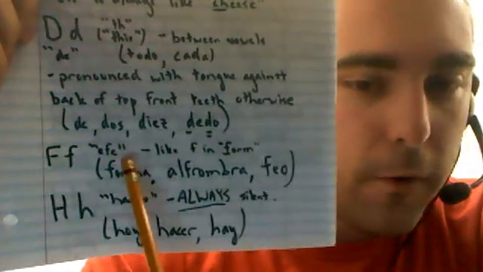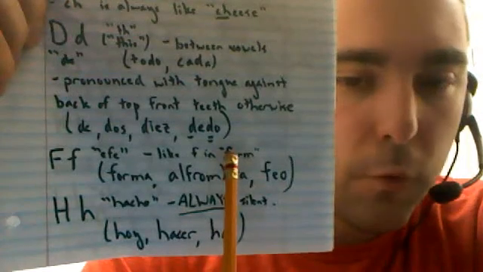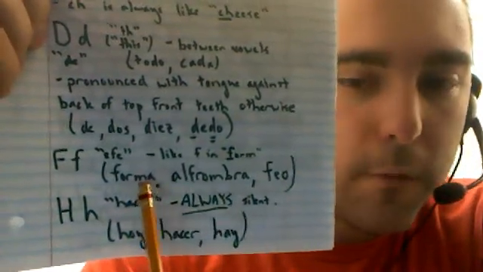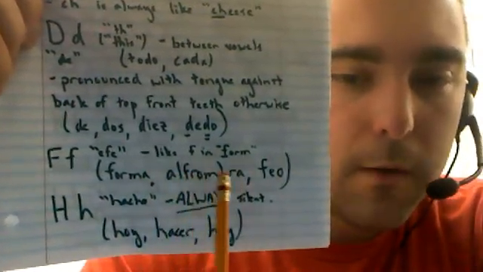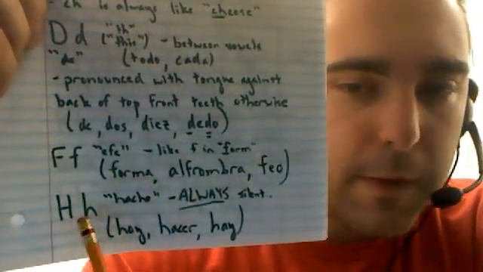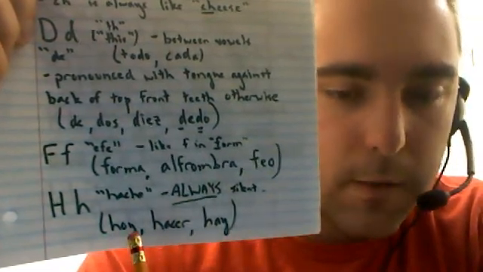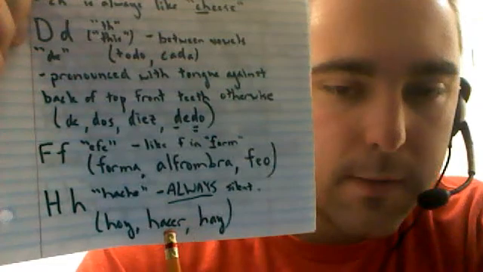F, or efe in Spanish, is pronounced just like the English F, like in form. So we have forma, alfombra, and feo. The Spanish H is always silent, as in hoy, hacer, and hay.